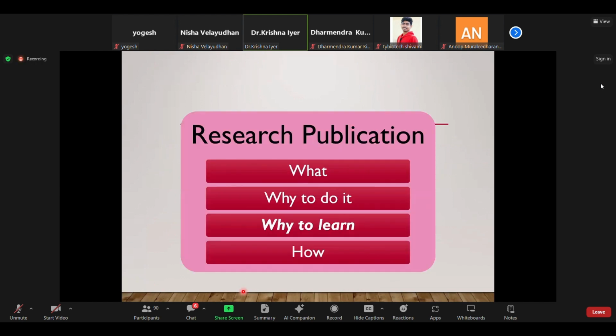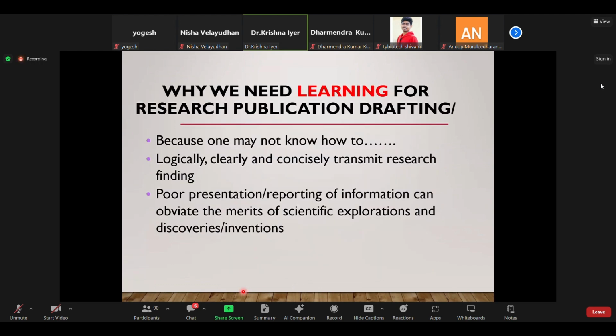Okay, the thing is, why do we learn to do it? Don't we know how to do it? Sometimes you may not. So we need to learn how to do this writing, because in many cases you may have never been formally trained to write a research paper or a publication, and invariably in your life you come to a point that you have done some work and you want to get it published and you have no idea how to do it.